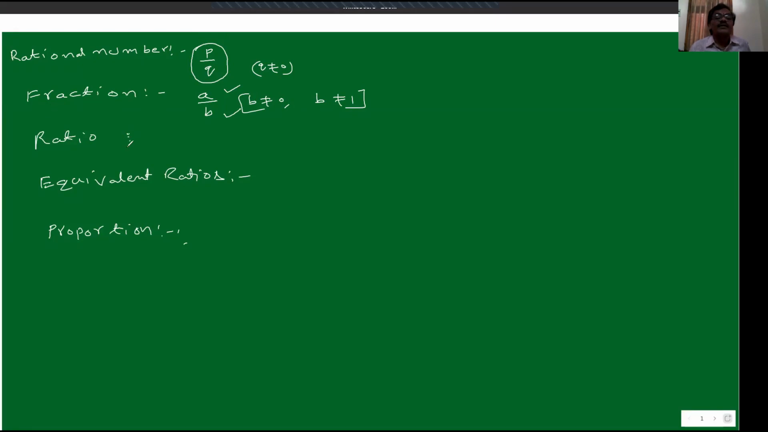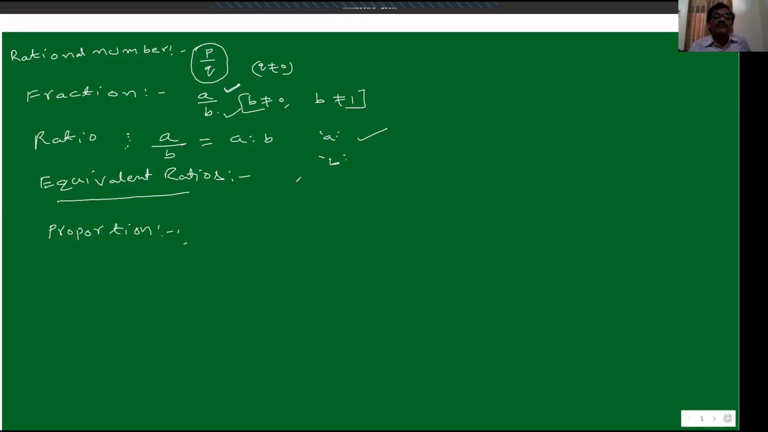If we compare two things with the same units by division, that is called the ratio. Read as a to b, and can be written as a by b or a is to b. In this a by b or a is to b, a is called antecedent, b is called consequent. Here numerator, denominator, antecedent, consequent, a comma b are both the two quantities of the same kind, same units.